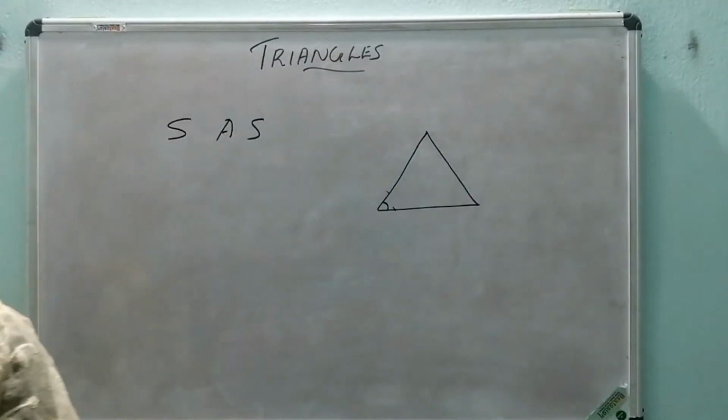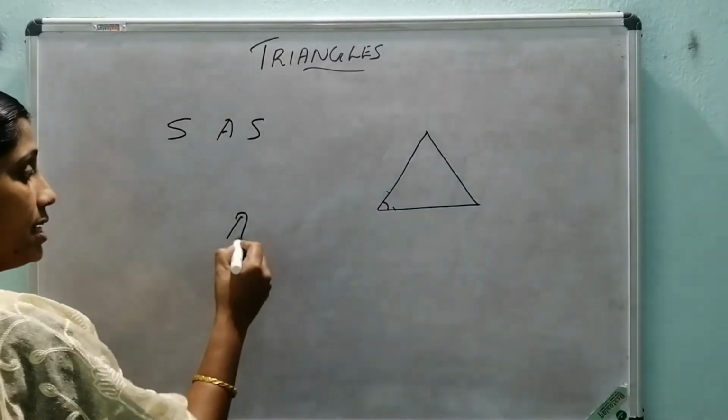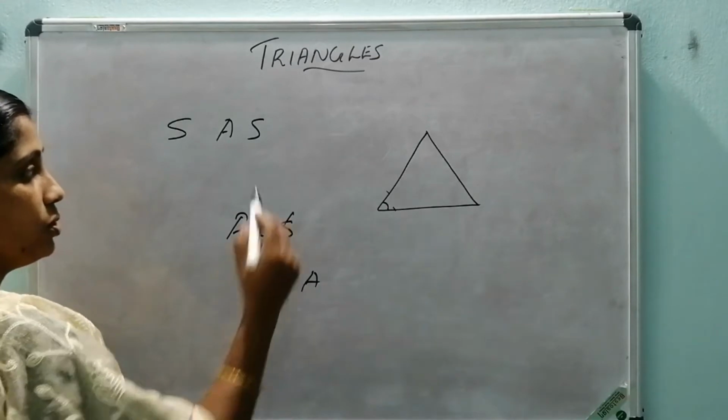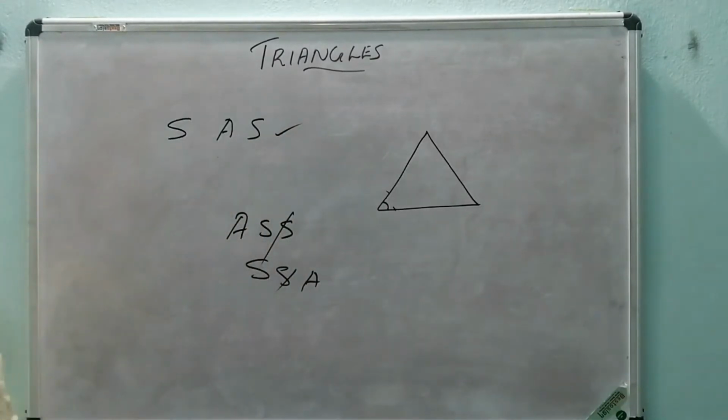You have to note that the SAS congruence rule holds, but ASS or SSA does not hold. These rules do not hold. Only side angle side, that is two sides and the included angle, holds.